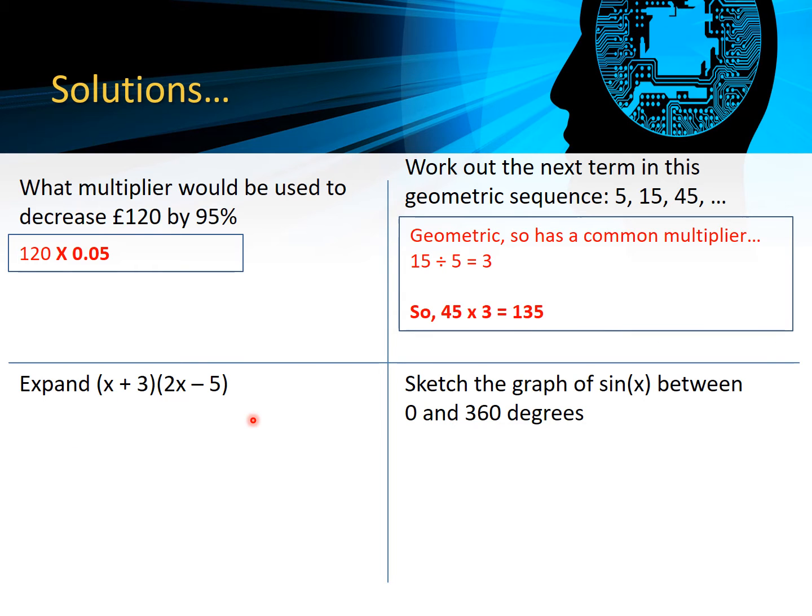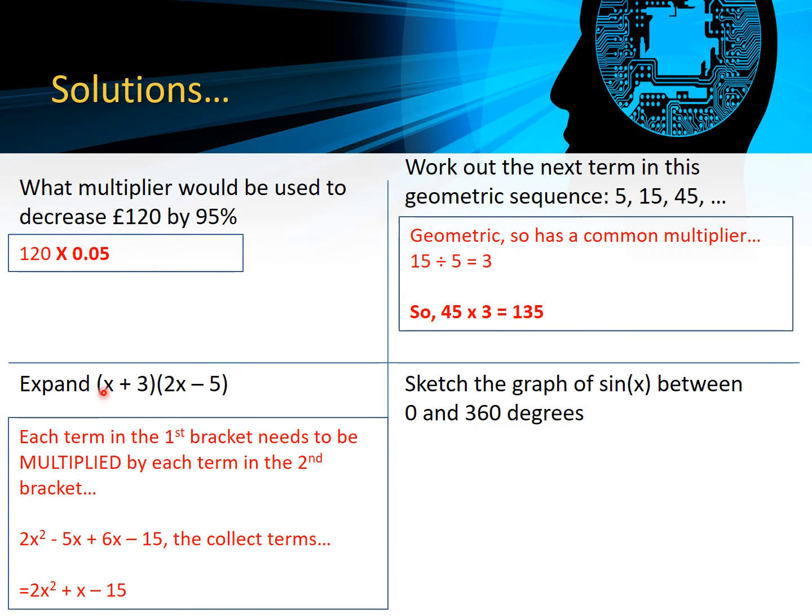Expanding out these brackets, so as long as each term in this bracket is multiplied by each term here, doesn't really matter what way you do it. I guess I was taught to use FOIL, so I probably still do that in my head. So I'm going to do my first pair, write it down. My outside pair, write it down. Inside pair, write it down. Last pair, write it down. And then collect together any terms.